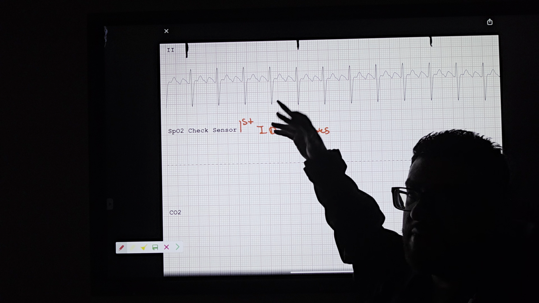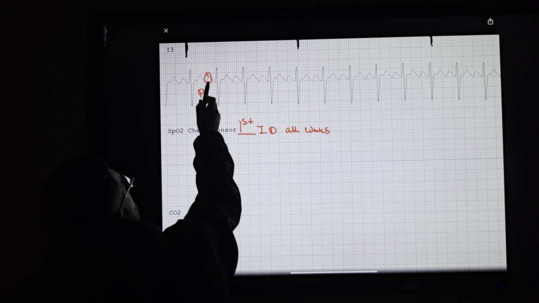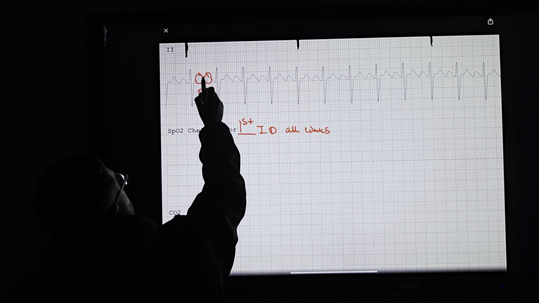First things first, if you're lost, you have to go down your 5 rows to interpret this ECG. The first one we should already know: ID all waves. So let's start from here. We should already know that is a P, but look at this. We have two P waves. You can already start seeing how many P waves we have here. We also have P waves here. That's something that's catching our interest.